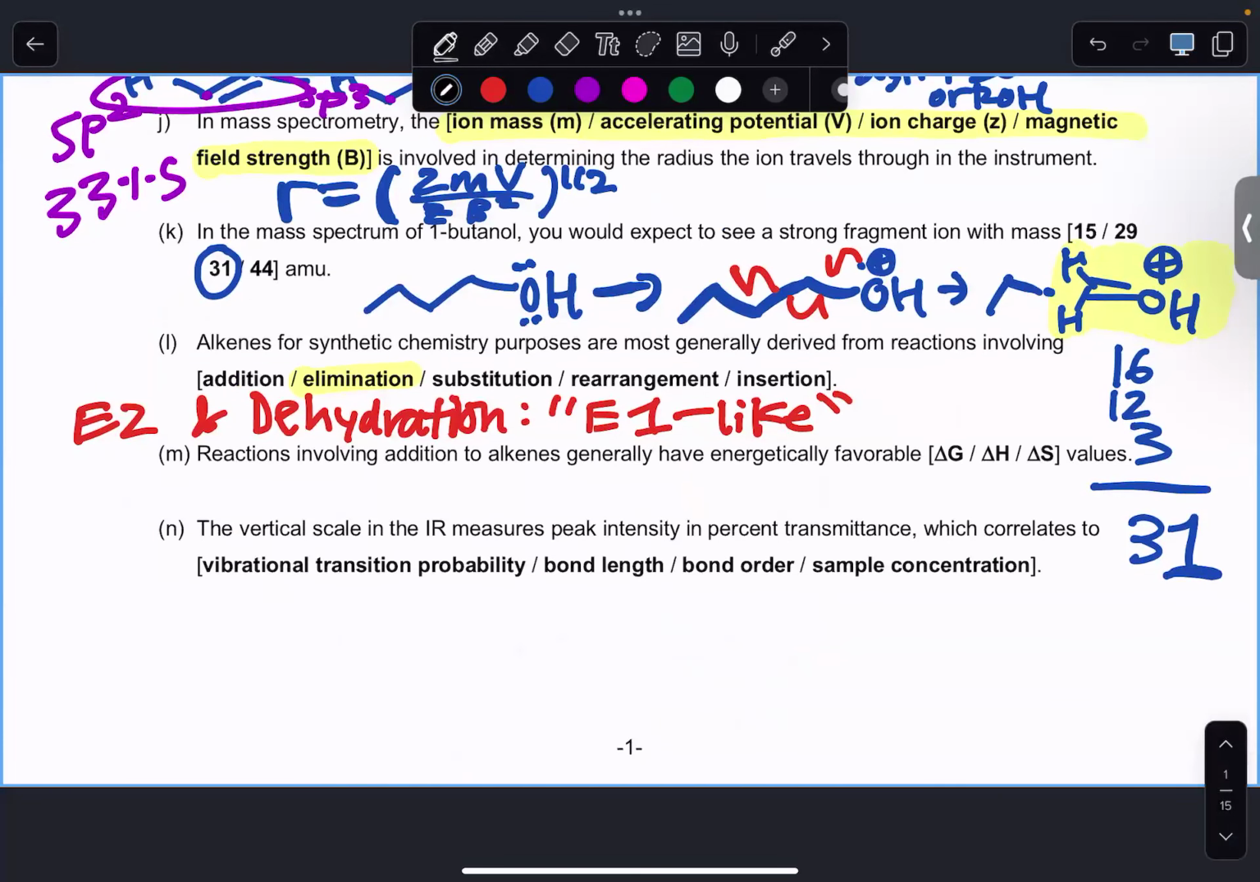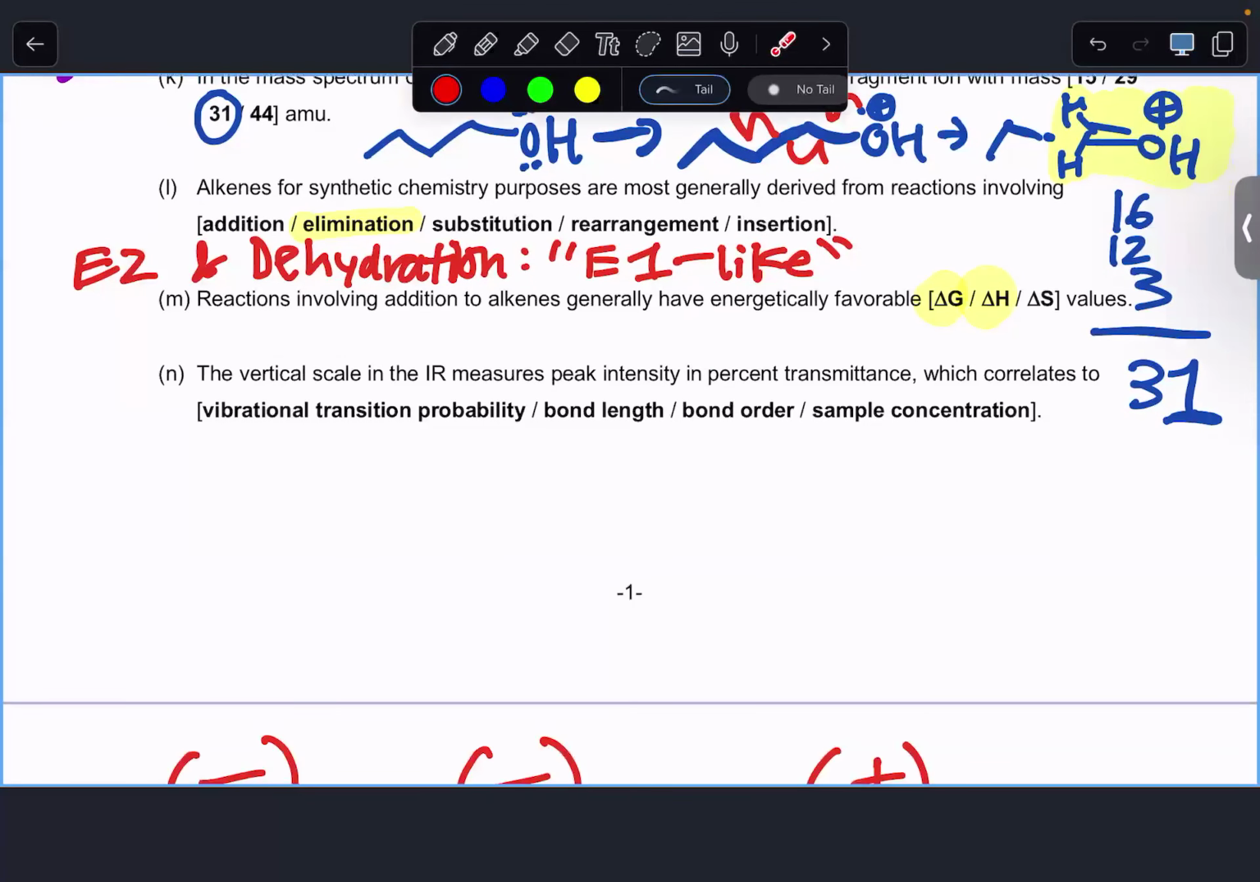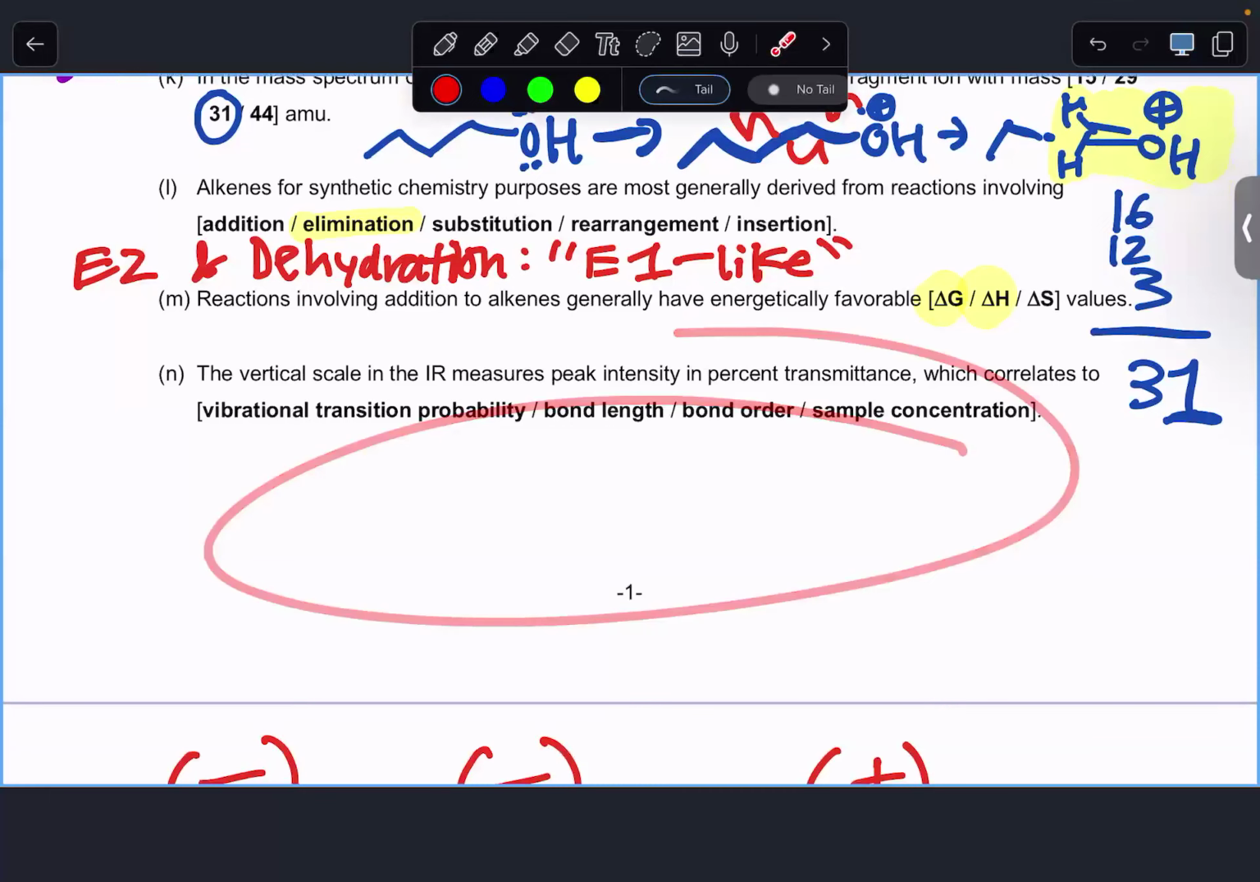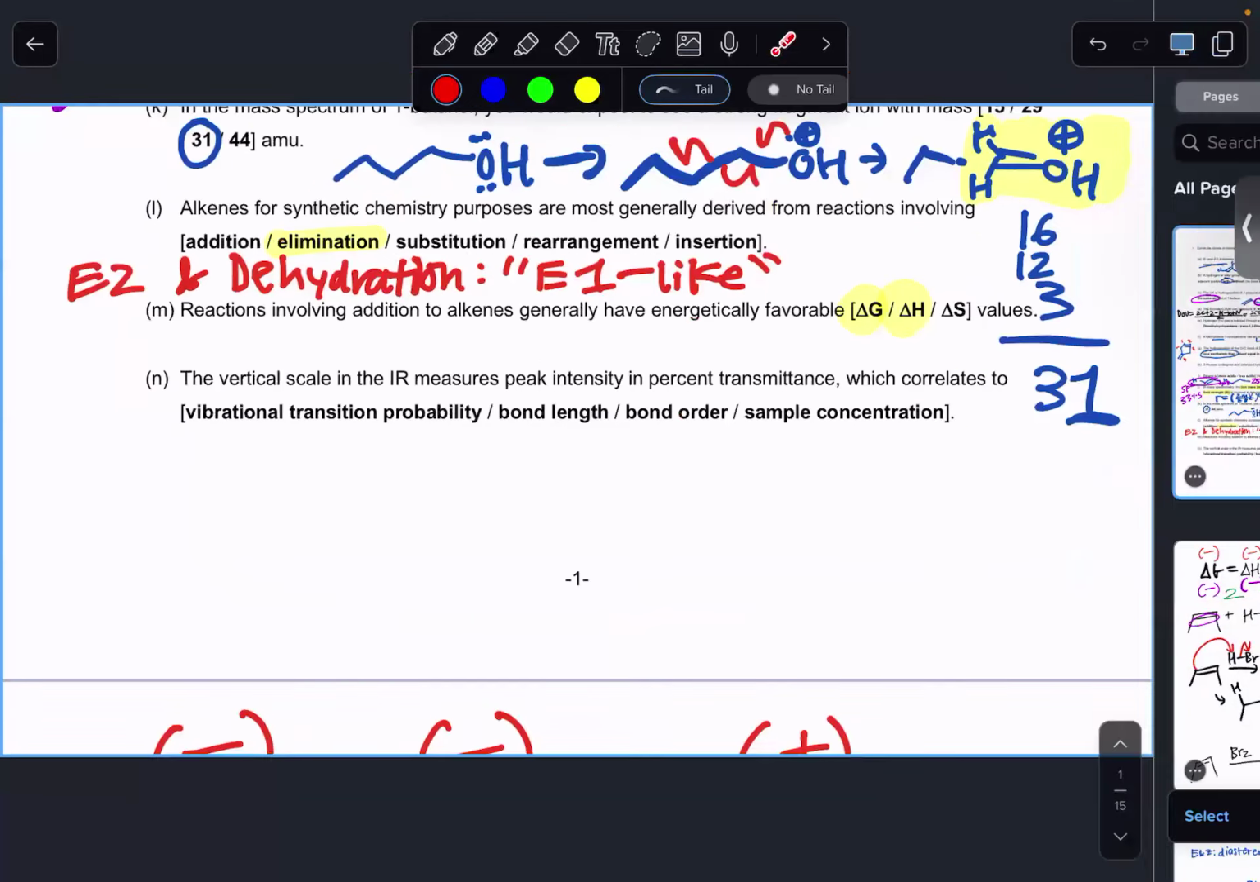Right. So now for this question, reactions involving addition to alkenes generally have favorable... So which ones were favorable in those addition reactions? Yeah, G and H. S was unfavorable because we increased the order. We came from two molecules to one molecule. Right. Okay.